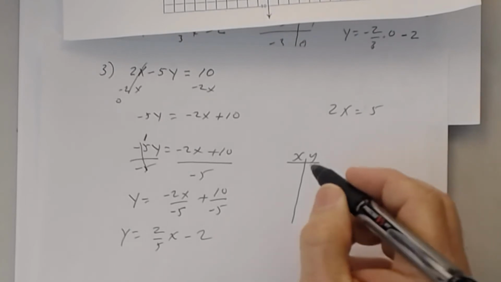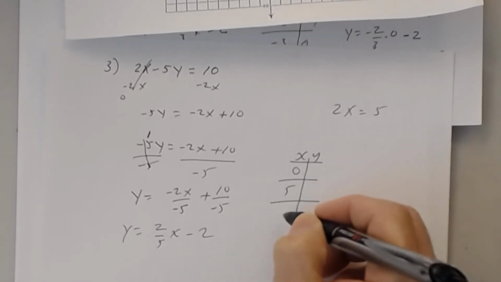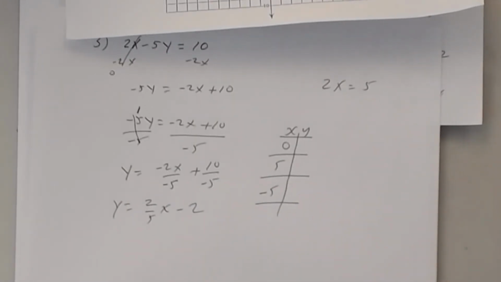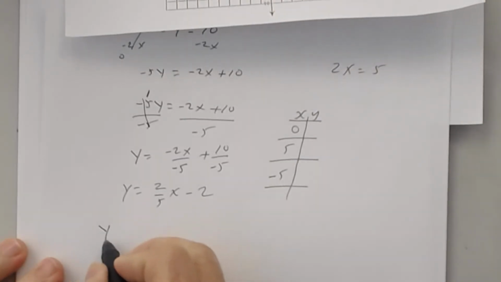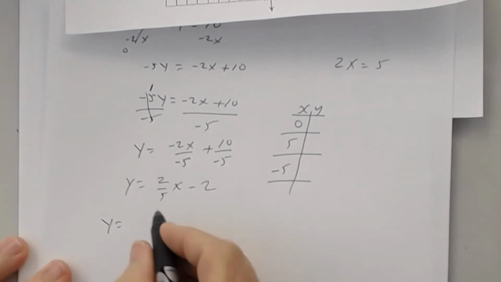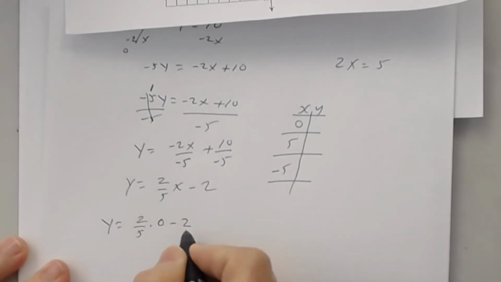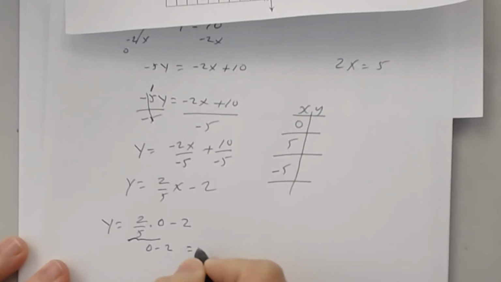Give me a value for x. Give me another value for x. 5, good. Give me another value for x. Negative 5. All right, so numbers divisible by 5. If x is 0, I get y equals 2/5 times 0 minus 2. When x is 0, that's an easy one, because 2/5 times 0 is 0. What's 0 minus 2? Negative 2.